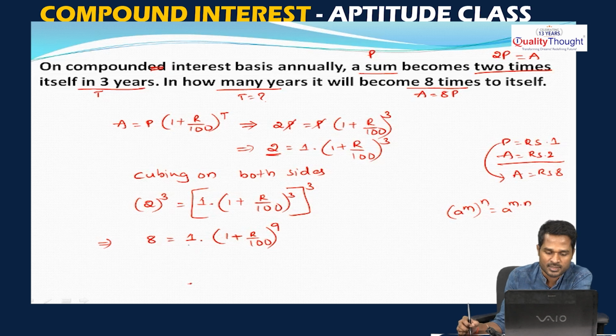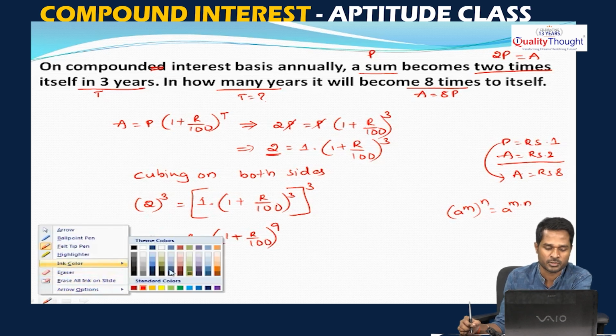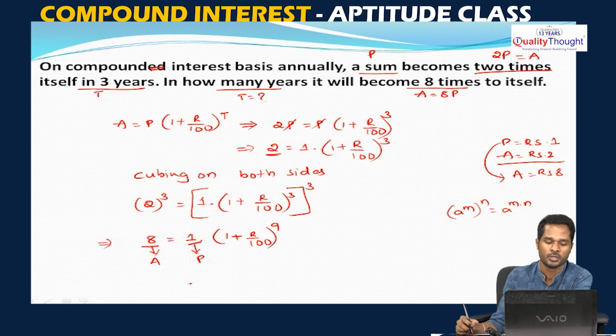Now see here, this is my principal amount if I consider 1 rupee. So this 1 rupee has become 8 rupees. In how much time, that is the question. This value always denotes the time period. So this is A equals P into 1 plus R by 100 whole power T. So this is T.